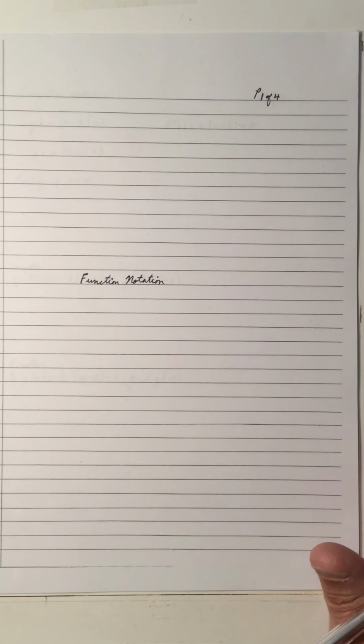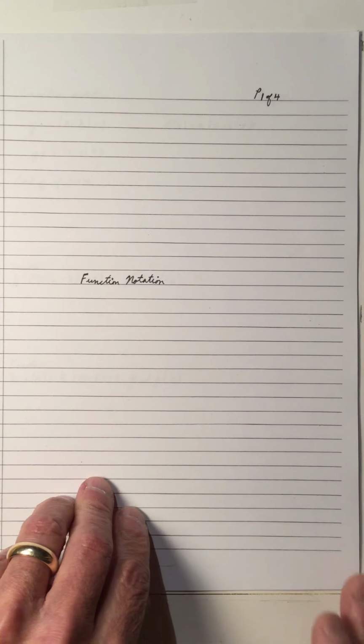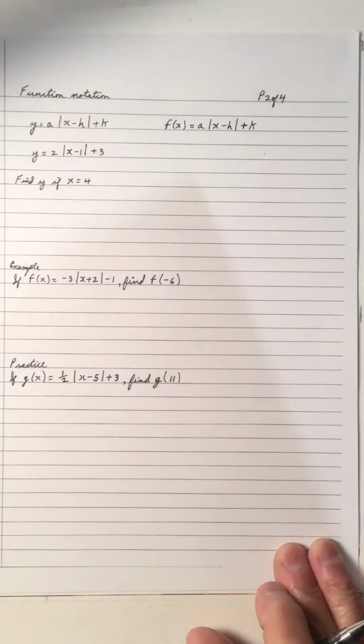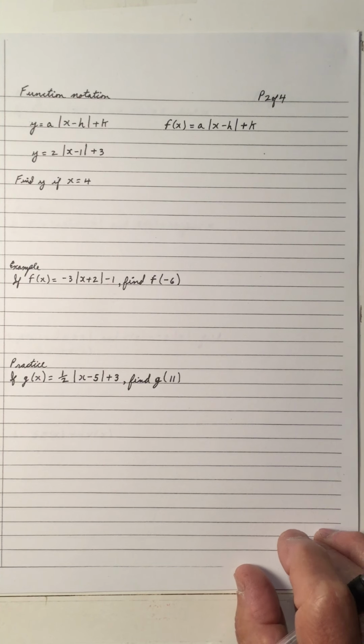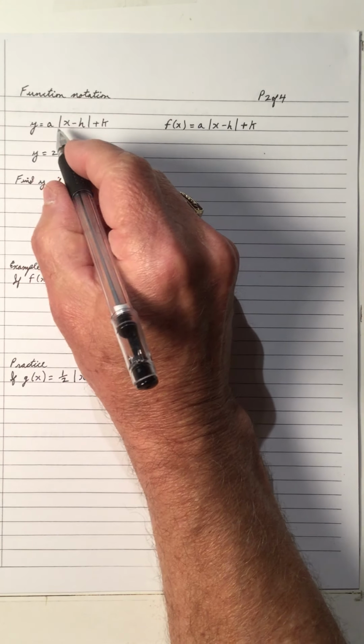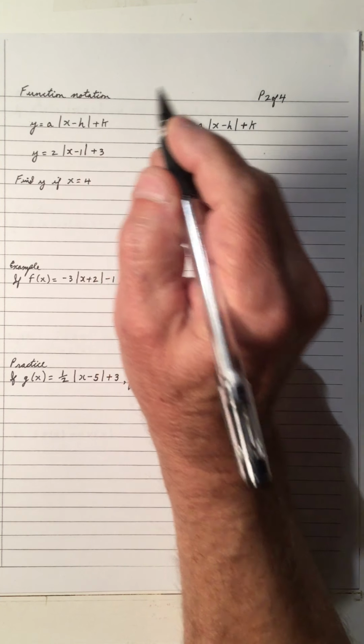Hi, welcome to my video on function notation with the absolute value function. Function notation. Y equals a outside the absolute value of x minus h, plus k.